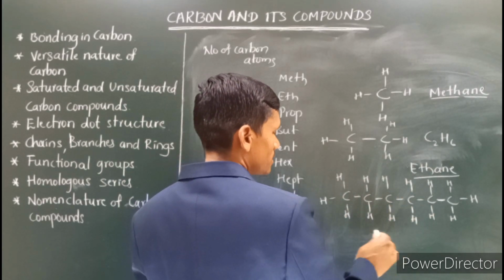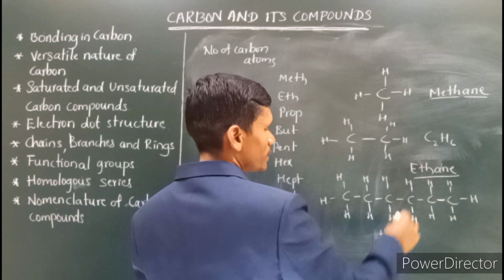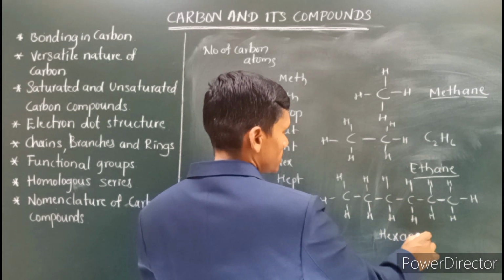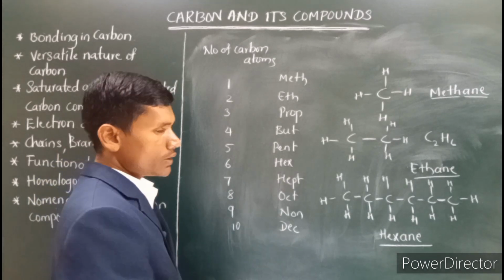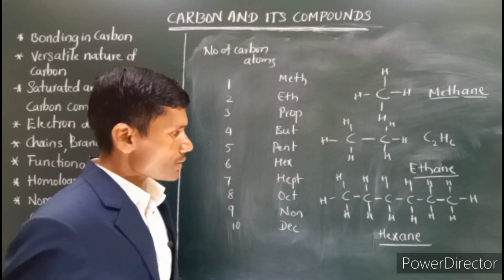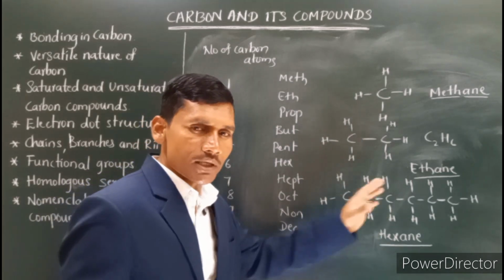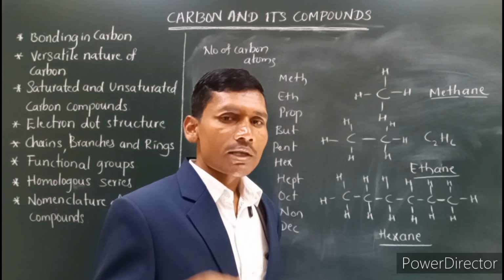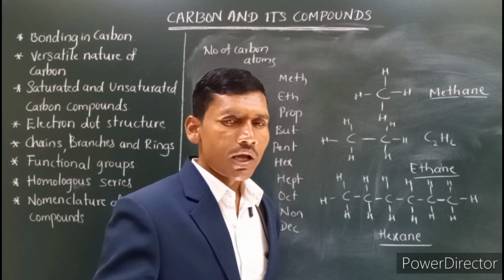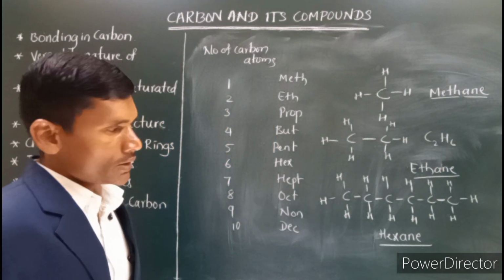Since there are 6 carbon atoms, it is hexa. Since a single bond between the carbon atoms, it is called ane. Total, hexane it is. This is how up to decane you can write any carbon compound with a single bond. These carbon compounds having single bonds between the carbon atoms are called what? Saturated hydrocarbons, or saturated carbon compounds we can say.